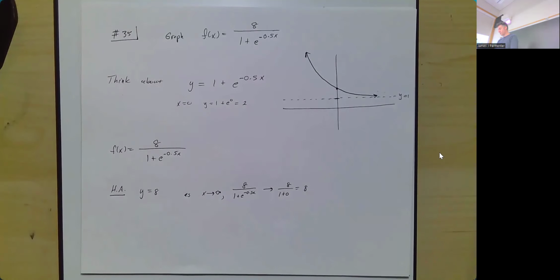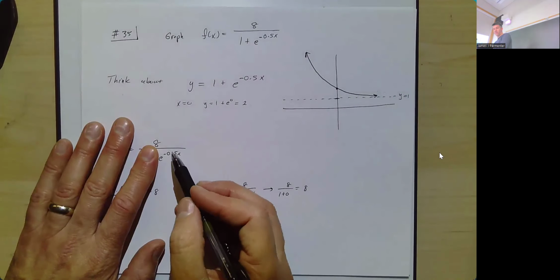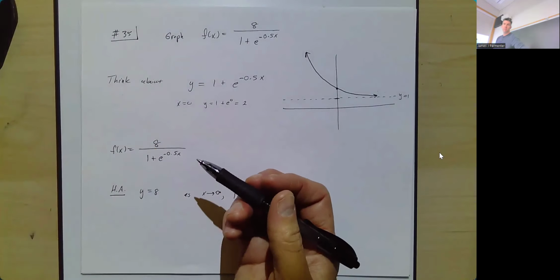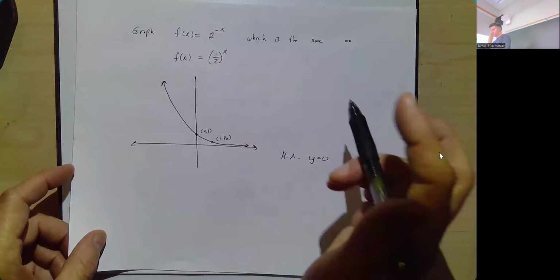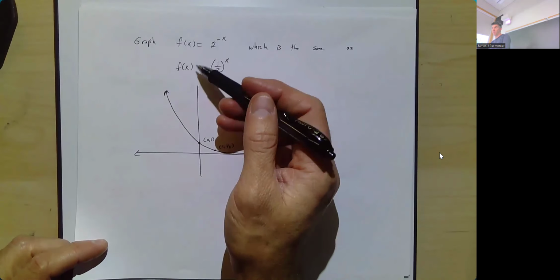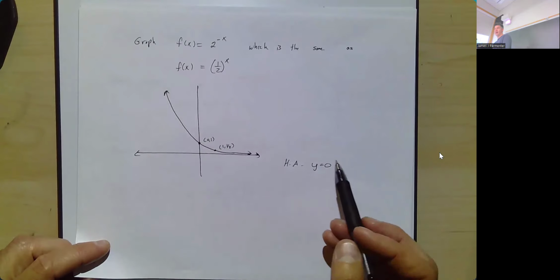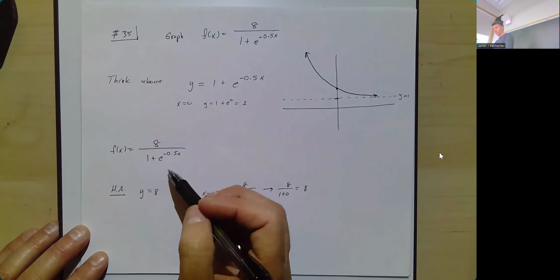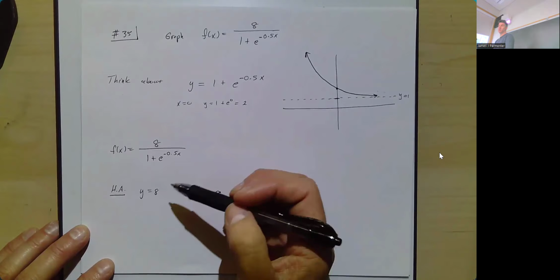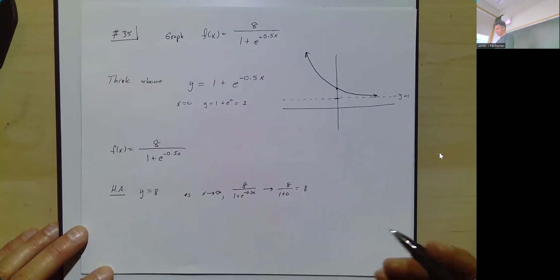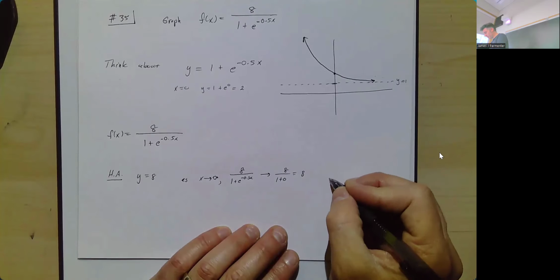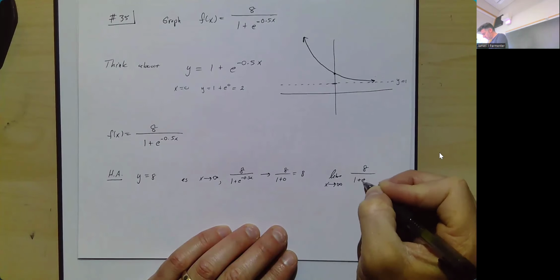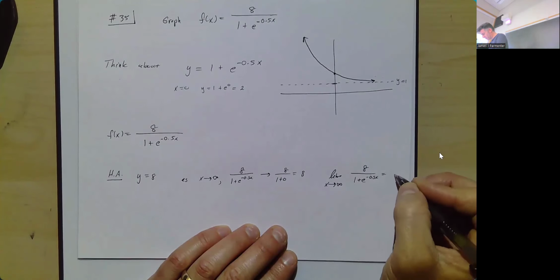Or in other words, e to the negative 0.5x gets closer and closer to 0 as x is really, really big. Look at the graph of 2 to the negative x, or e to the negative x, or e to the negative 0.5x. Closer and closer to 0 as the x values get larger and larger. If this part's getting close to 0, the whole denominator is getting close to 0 plus 1, the whole fraction is getting close to 8 divided by 0 plus 1, which is 8. Or as I might write, the limit as x goes to infinity of 8 over 1 plus e to the negative 0.5x is equal to 8.